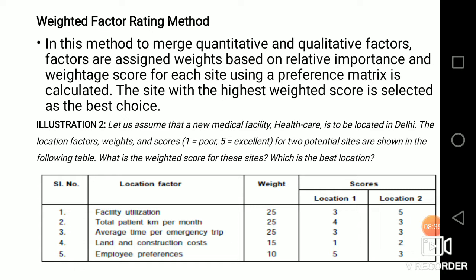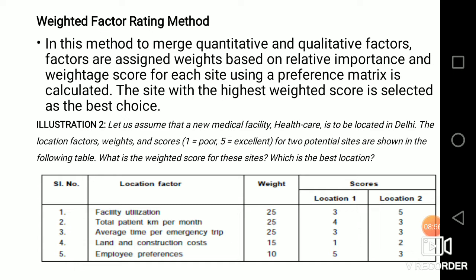Same one: facility utilization. Here the weight is given as 25 because it is the most important one. The total patients kilometer per month is also given as 25. Average time per emergency trip is again given as 25. Land and construction cost is given as 15, and employee preferences is 10.